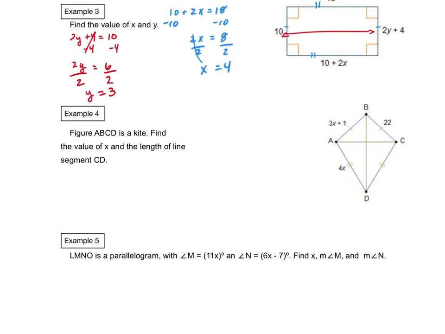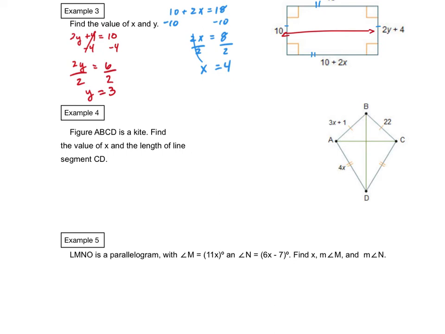Let's see this next image. It says this figure ABCD is a kite. Find the value of x and the length of line segment CD. All right, so I've got 2 things to do. I need to find out what x is, and what CD equals. Remember, when it comes to a kite, adjacent sides are congruent, and sure enough, they have the congruency markers here to show that those are equal. So to solve for x, I could use this characteristic.